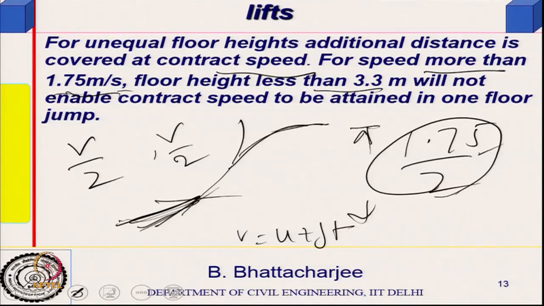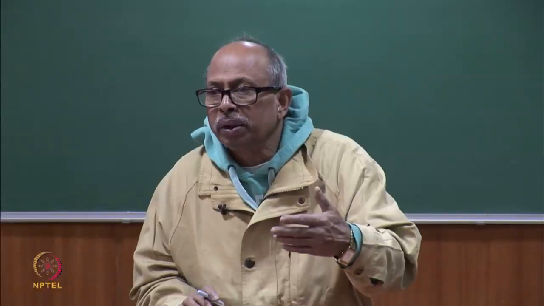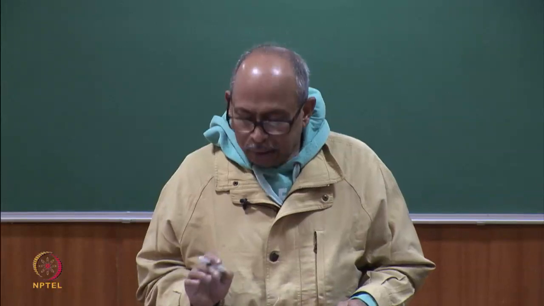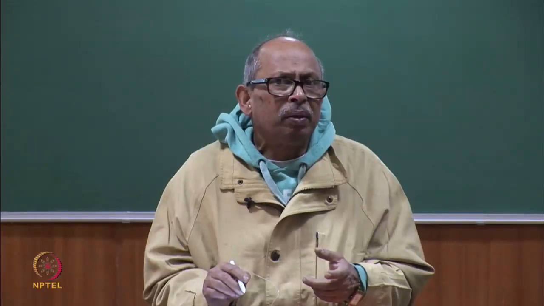with this speed. What is the distance I have to cover? The distance, starting from 0, is half ft squared. No, time is not the issue. Actually, average velocity is this. You can show that if it is less than 3.3 meters, it will not reach that speed. It will have to start decelerating even before it has reached the constant speed. So in 1 second it will reach 1.75.